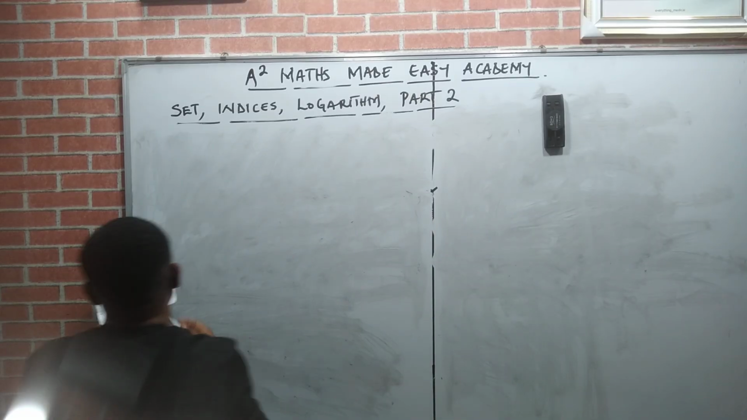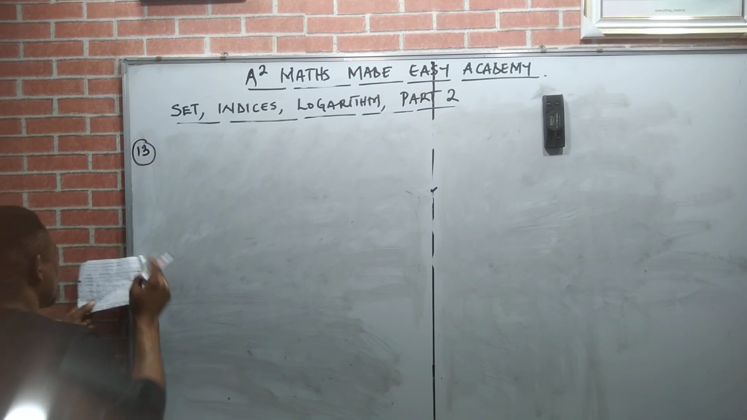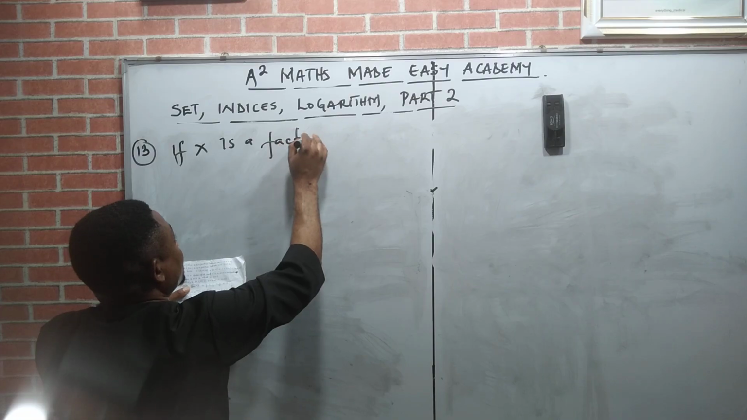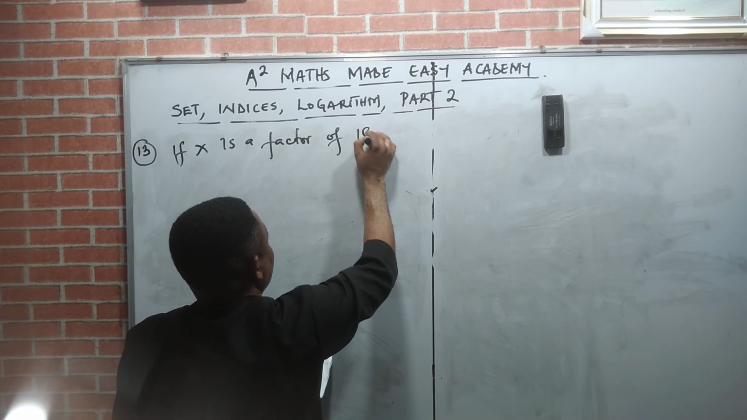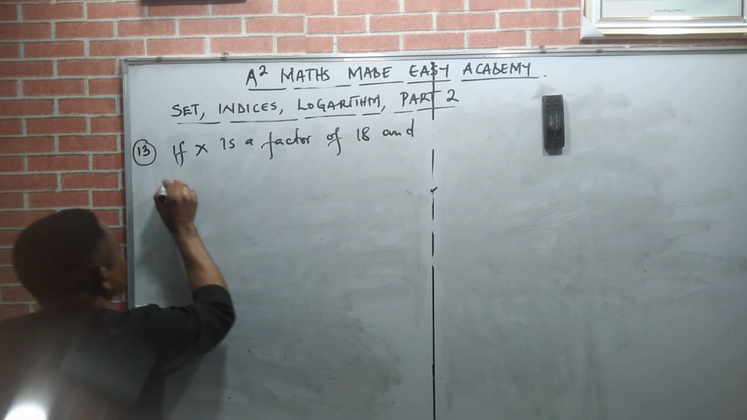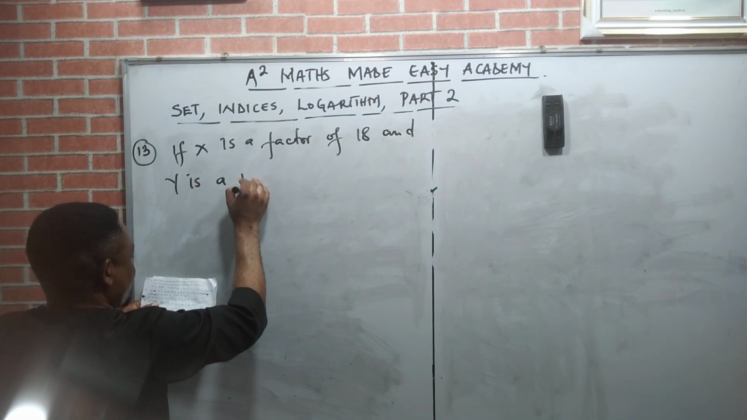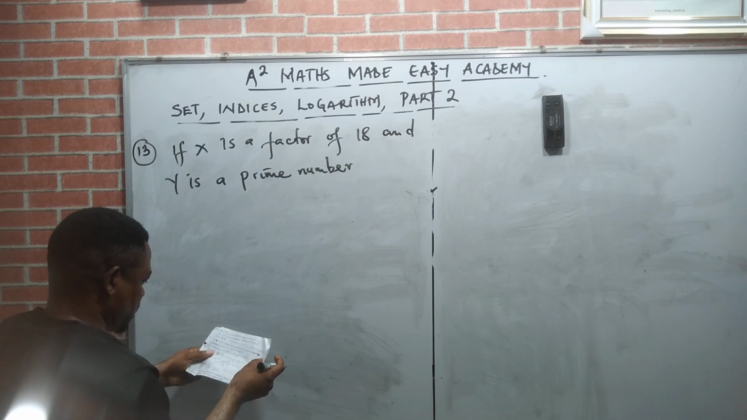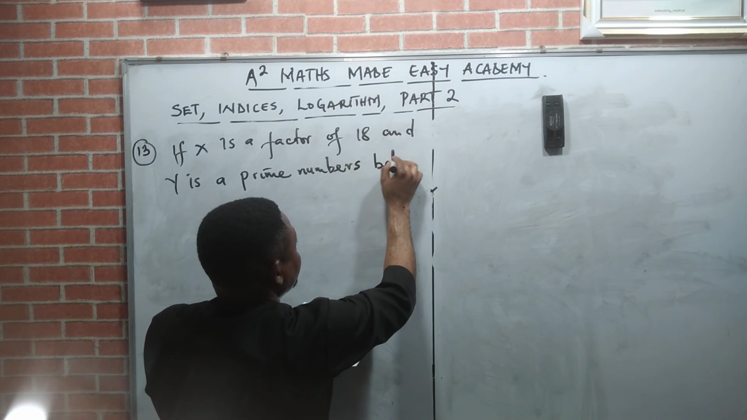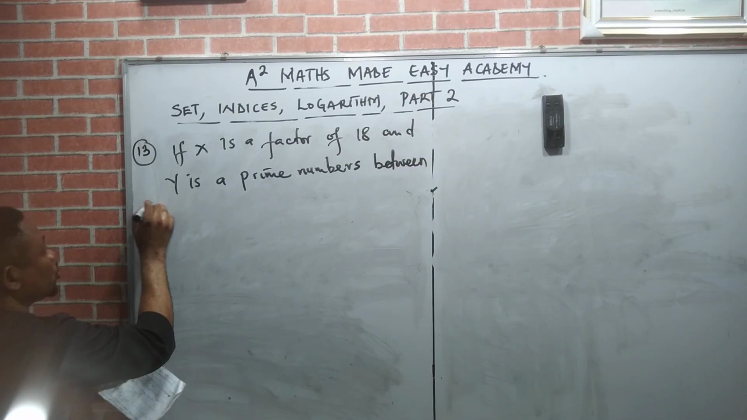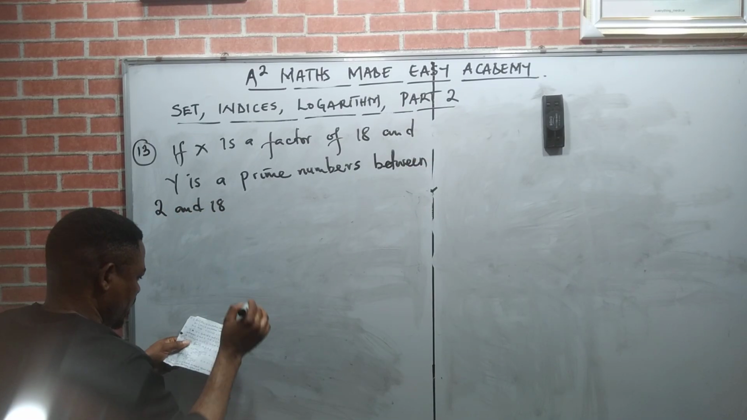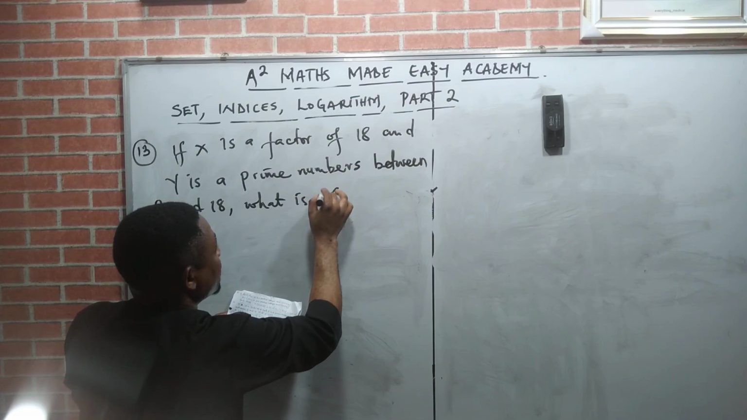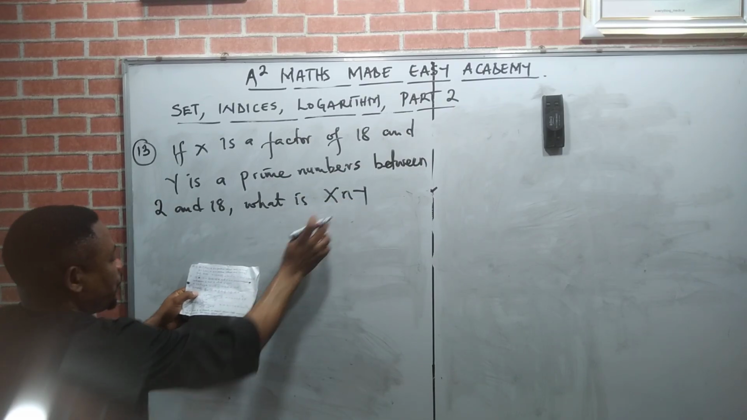So let us move to question number 13. Now the question says, if x is a factor of 18 and y is a prime number between 2 and 18, what is x intersection y? We are still looking for the common element.